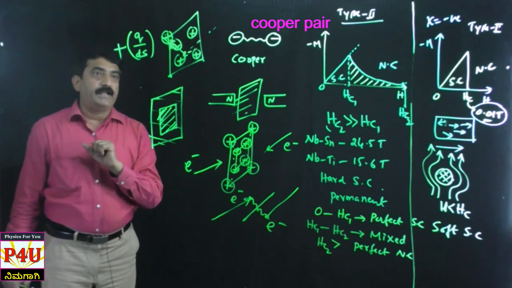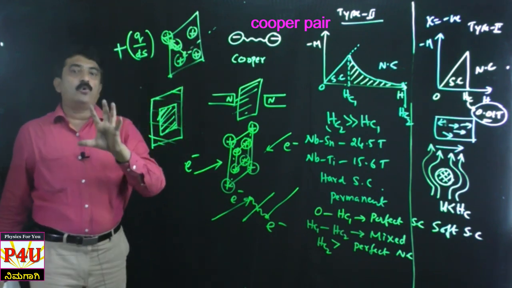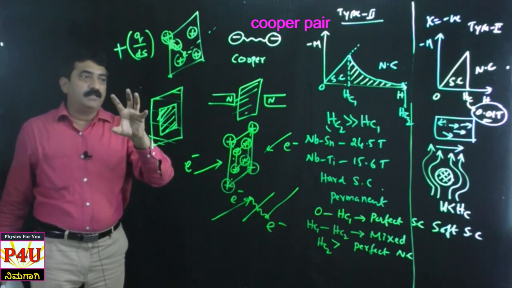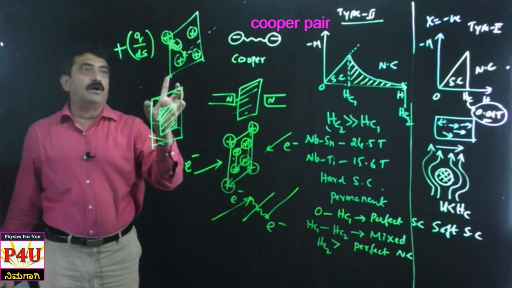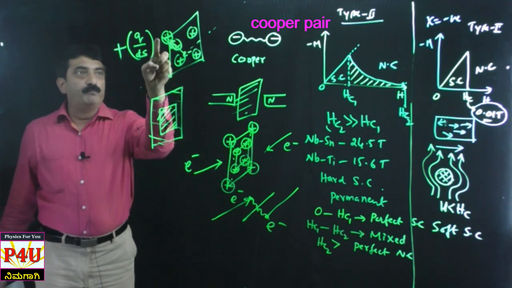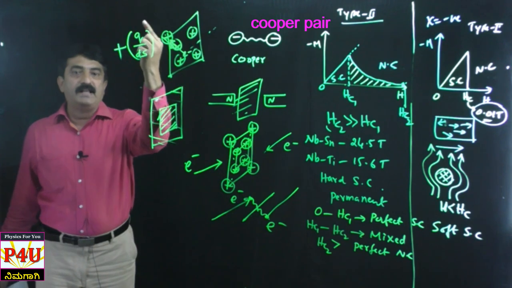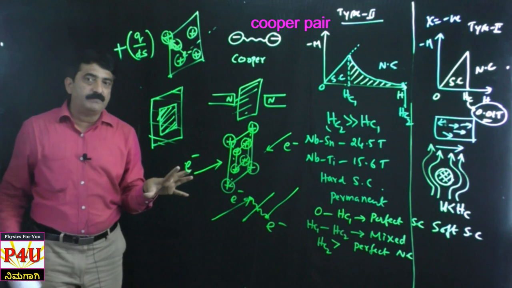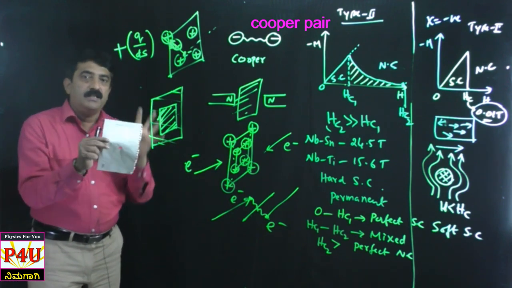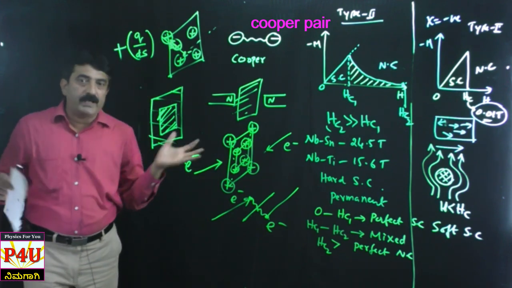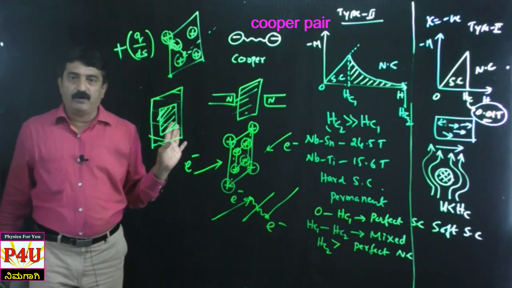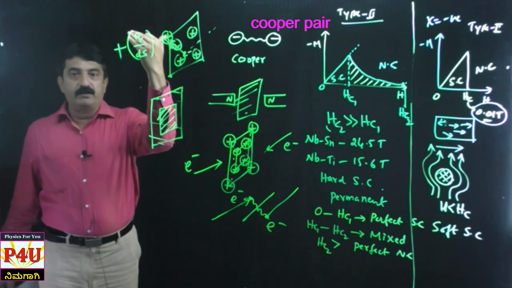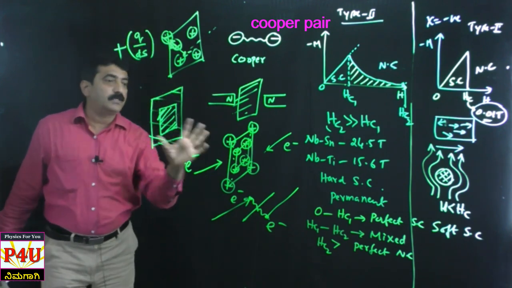Lattice must cooperate. Lattice positive ions must cooperate. They must be flexible. They must be able to move towards the electron. You asked the question, why is the positive charge moving, why not the electron? In a material, if the lattice is not flexible, if the lattice vibrations are not large, certainly the Cooper pair will not be formed. The positive charge should move, not the electron, only in such a material will this happen.